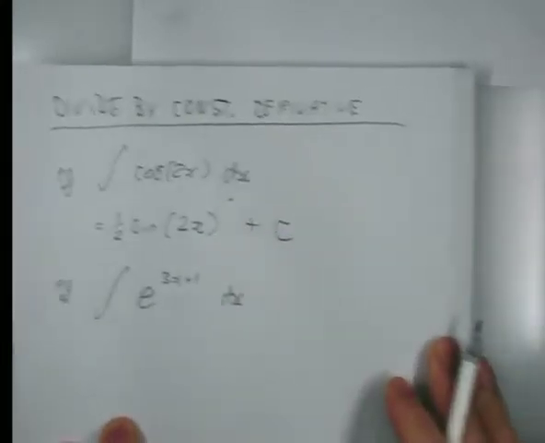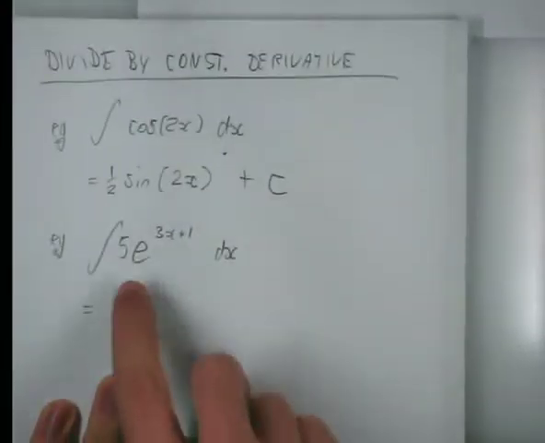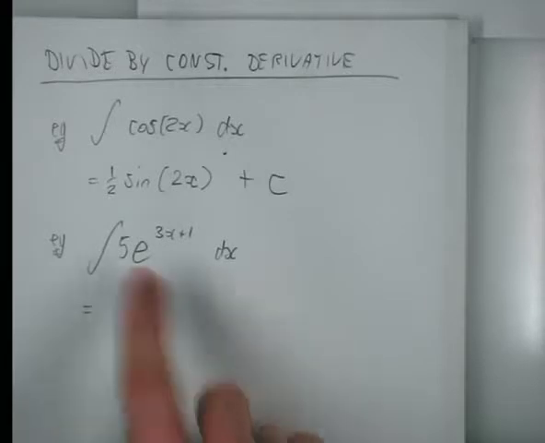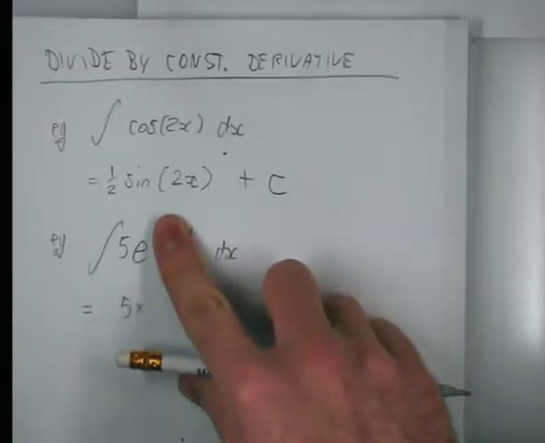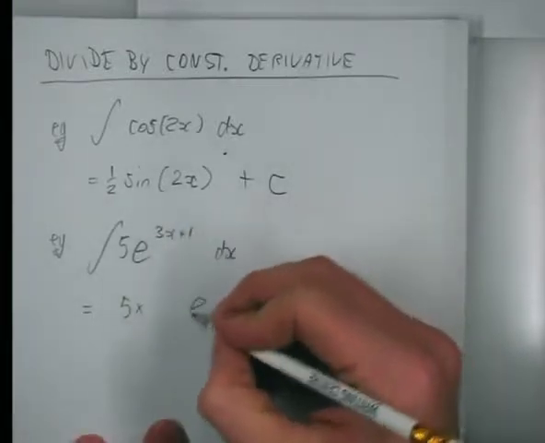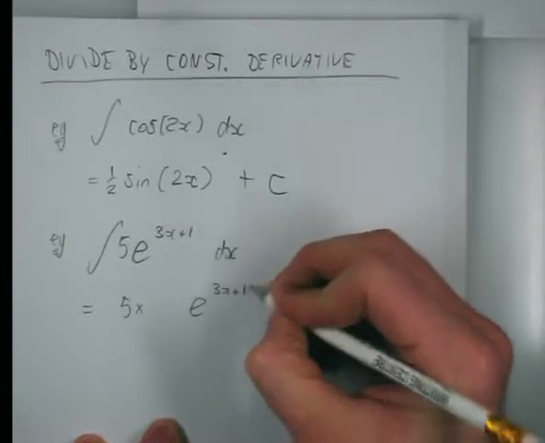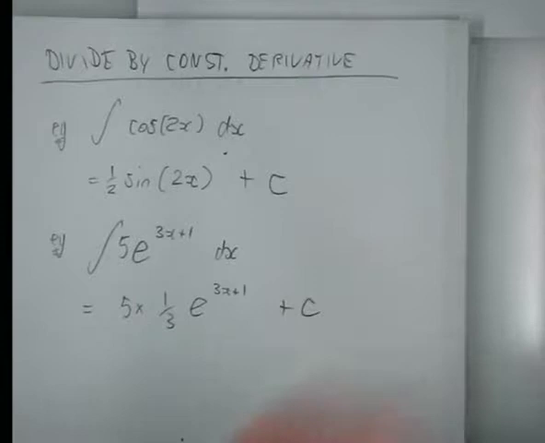e to the 3x plus 1, or maybe I'll whack a number in front of there. Well, the 5 will stay there because it's multiplied on. E to the x would integrate to give e to the x, because e to the power of doesn't change. But it's not an x, it's a 3x plus 1, and the derivative of that is a constant, so I can just divide by the constant. And that is the answer. Right.